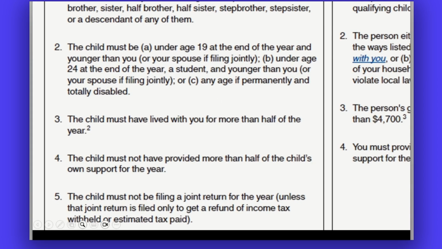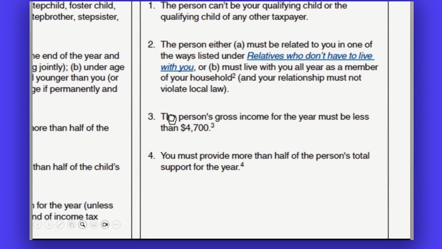So to be a qualifying child, remember there's two categories of people that qualify to be a dependent: qualifying child, qualifying relative. To be a qualifying child, they need to be your child or one person in this category. They need to be under 19 or under age 24 and a full-time student or permanently and totally disabled. They must have lived with you for more than half the year. They must not have provided more than half of their own support, and they must not be married filing jointly.